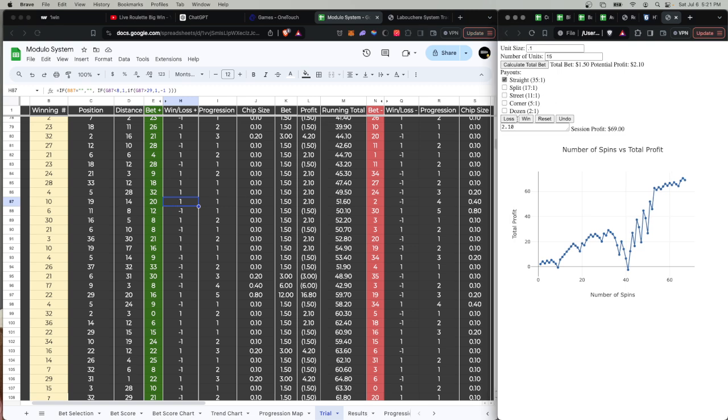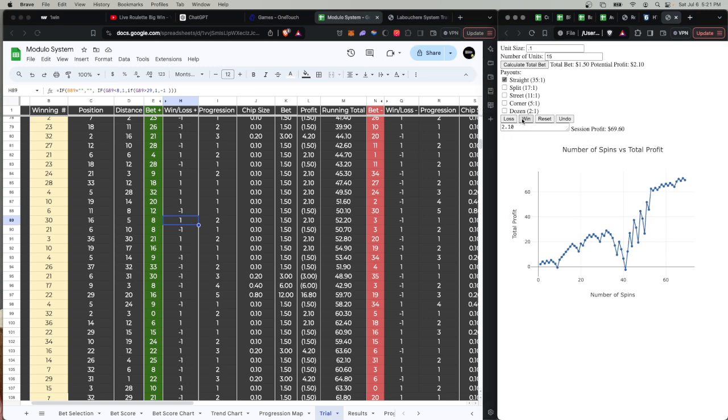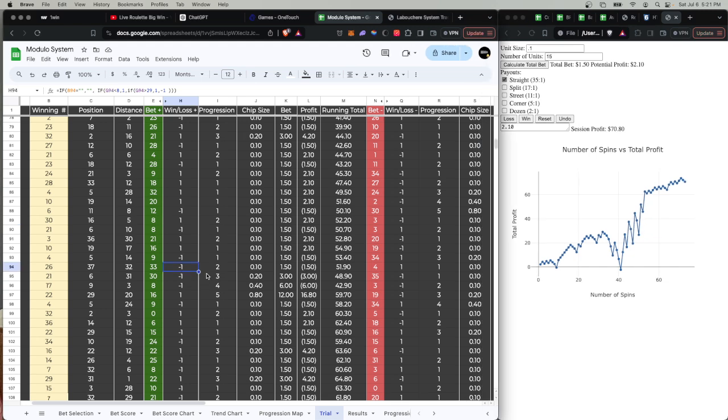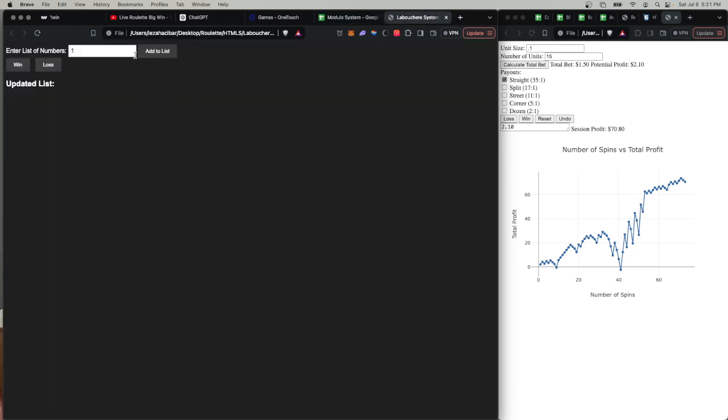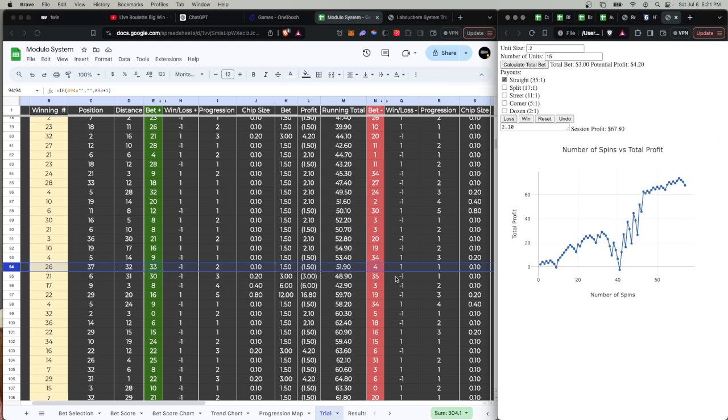Then a loss, and then a win. A loss, and then a win. And then another win. And we lose 2 in a row. So we're here. So that means we switch to our negative trend, but first we have to add this to the list and a loss. We're now on our 2 unit bet. And from here, we lose. So we had a loss.